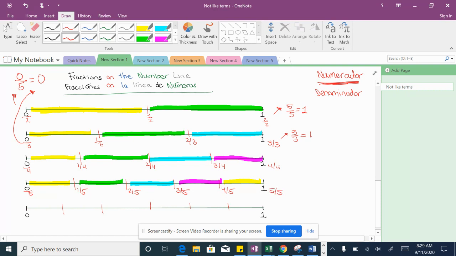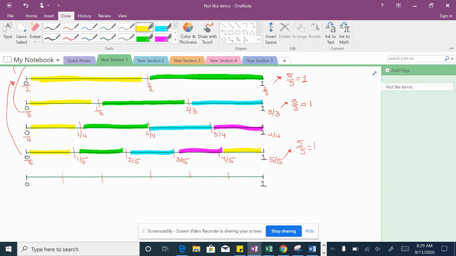And again, 0 over 5 is still 0. 0 de 5 es todavía 0. 5 divided by 5 is still 1. 5 de 5, todavía 1.